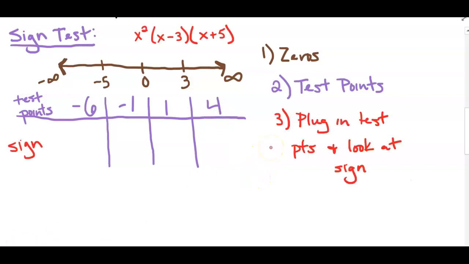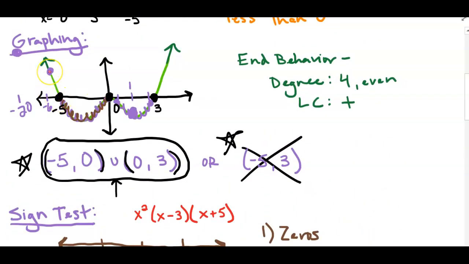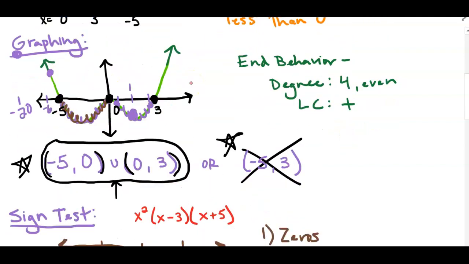One of the last things I want to do now is actually plug in that test point and see, hey, when I plug in an x value of -6, do I end up getting a positive y value or a negative y value? Because again, the actual number of the y value, I don't really care what the number is. I just care, hey, is it positive? Is it greater than 0? Or is it less than 0? Because that's all that this question is asking me. Where is my polynomial less than 0?